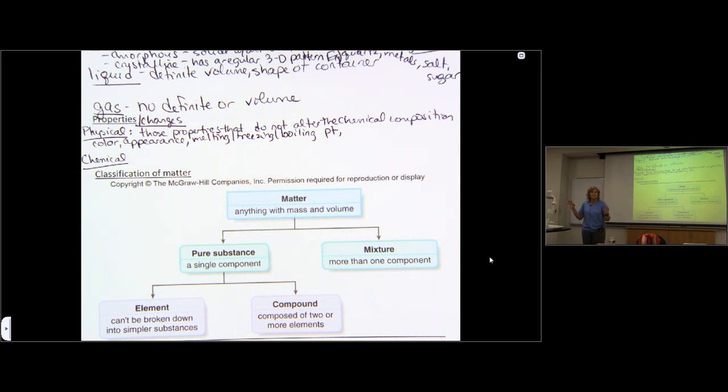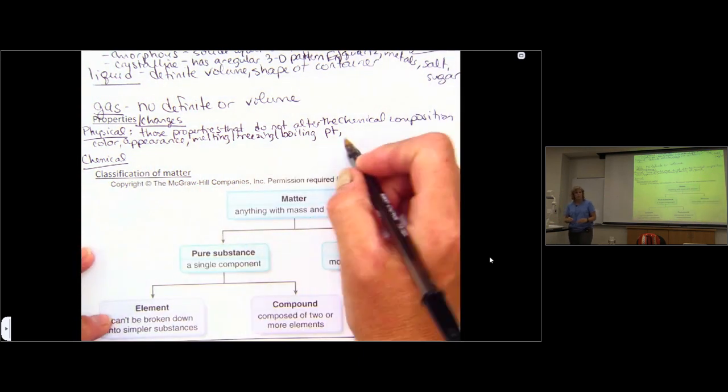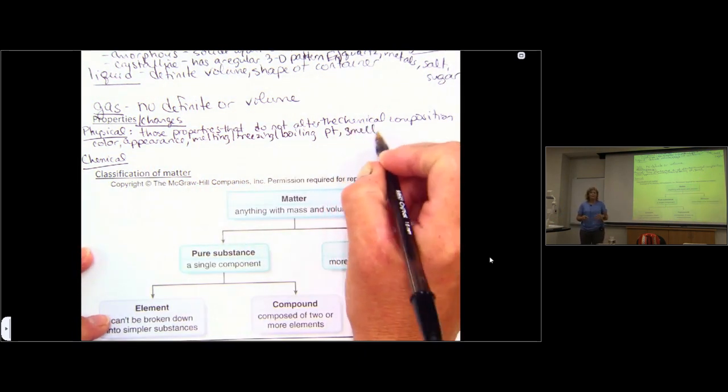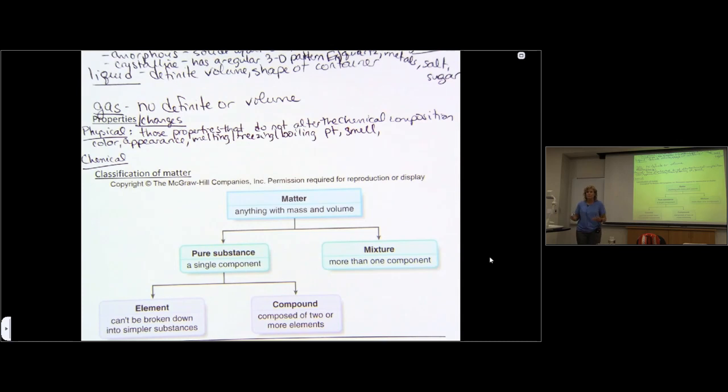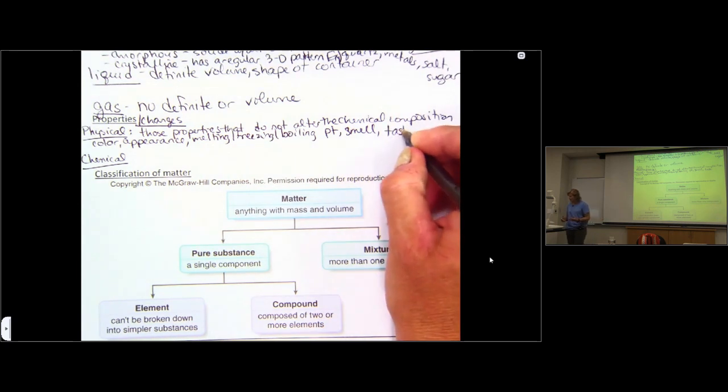But I could tell you what they smell like. I notice smells. Now, do I change you by smelling you? No. What is smell? Smell is a physical property. Now, we don't go around tasting people, but taste is a physical property as well. The way things taste, that's a physical property.